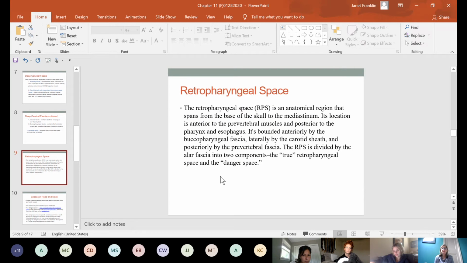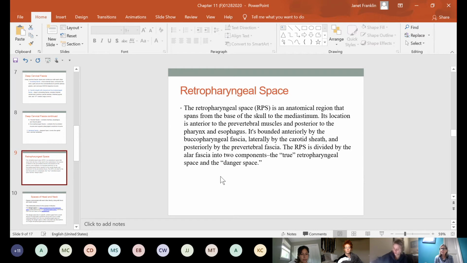Then you have something called your retropharyngeal space. So retro is going to be going back or behind. And then your pharyngeal space is behind your pharynx. So it's going to be kind of right in the back below your occipital area, kind of at the base of the skull is where it's located. This is an important thing to us because it's called your danger space.